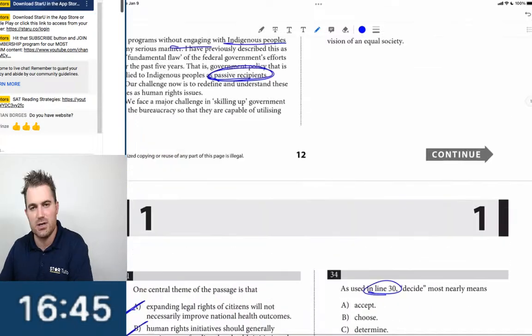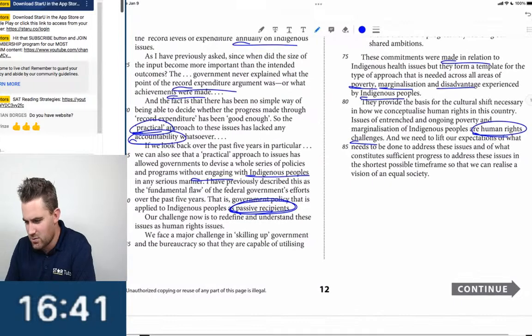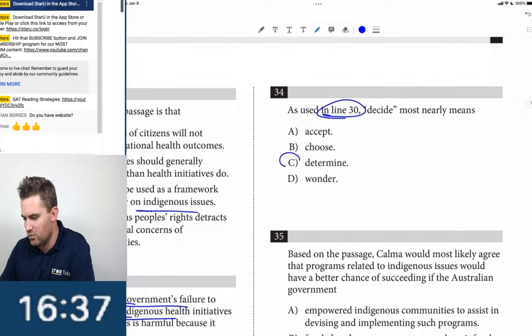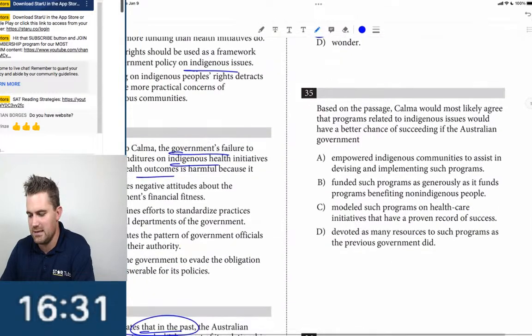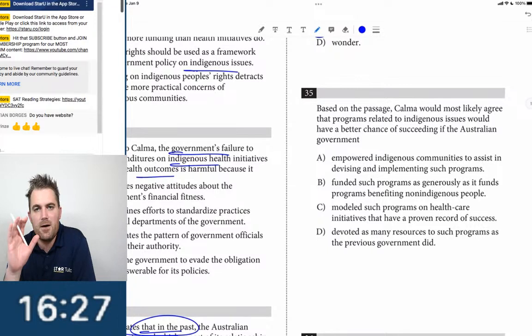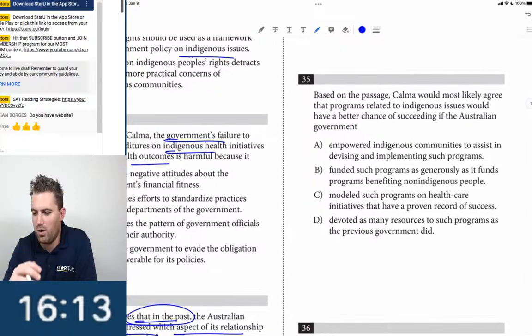Line 30, decide. The fact is that there's been no simple way of being able to decide whether the progress made to determine, right? That one should be pretty straightforward. Guys, does everybody see that though? With those last couple questions, that's a great example of why reading the passage can be so critical, because you can move through these questions pretty quickly if you have a pretty thorough understanding of generally what's going on. Because on difficult questions, the answer choices are kind of one of one. Anybody feel that way? Anybody see that?